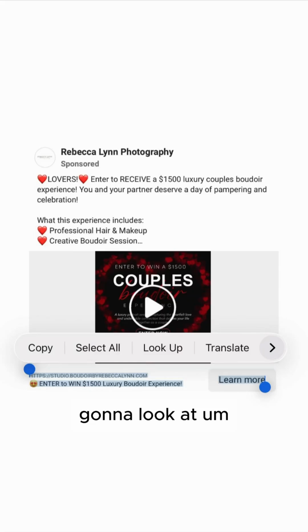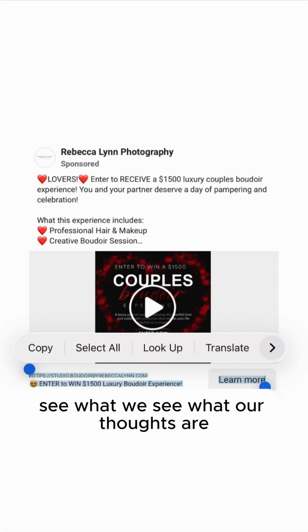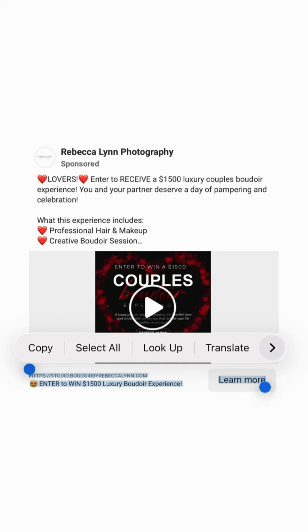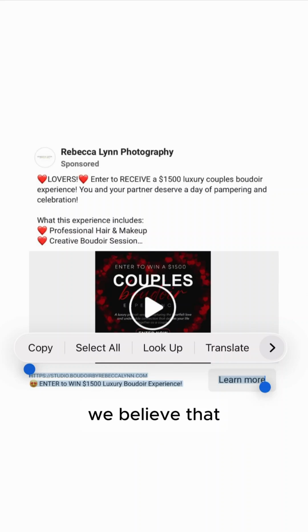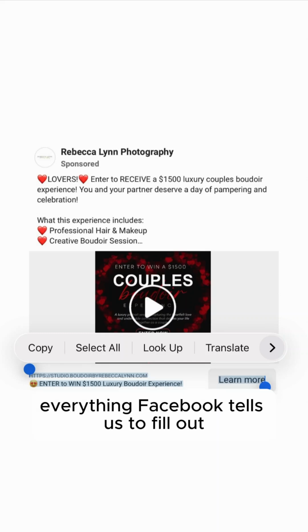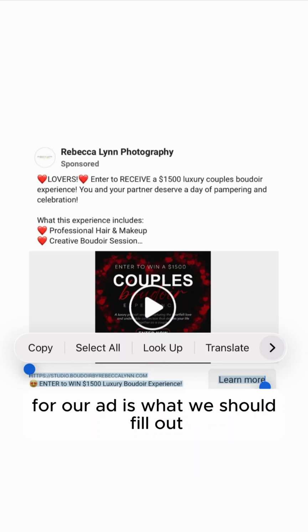Going to look at, going to diagnose this here, see what our thoughts are. So what I'm seeing right now is the below creative cluster mistake. Got it highlighted. The false belief that caused us to make this mistake is we believe that everything Facebook tells us to fill out for our ad is what we should fill out.